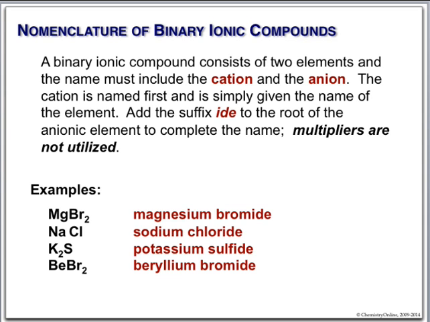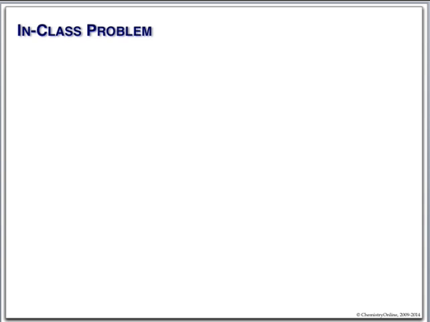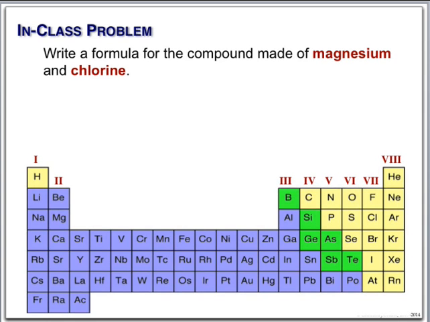Any questions? All right, let's just do a couple really simple exercises here. Go ahead and write the formula for a compound made from magnesium and chlorine. First step, you have to find them on the periodic table, see what group they're in. Once we know what group they're in, we can simply assign the charge for the cation and the anion.